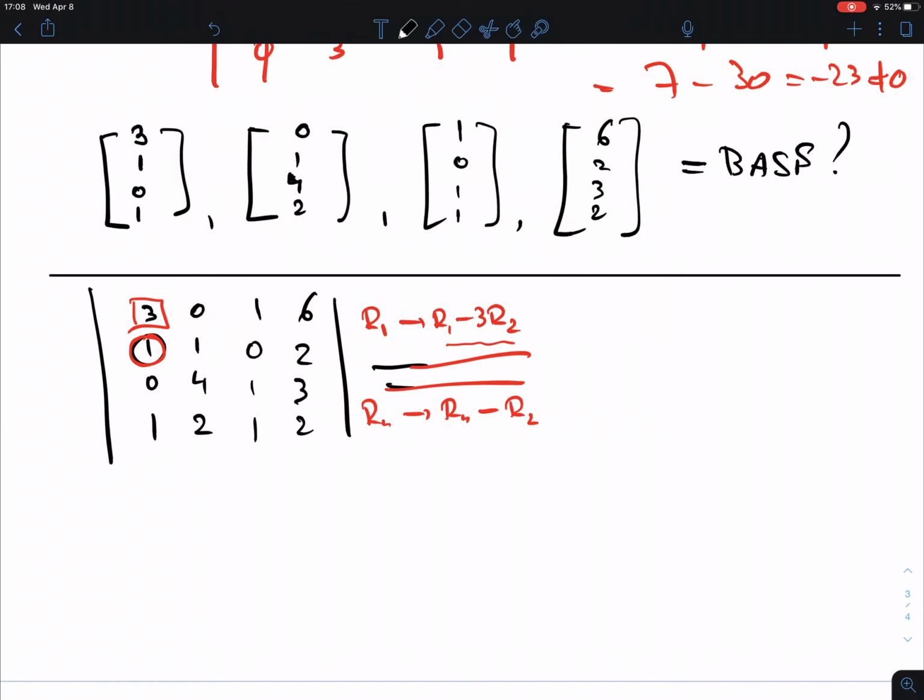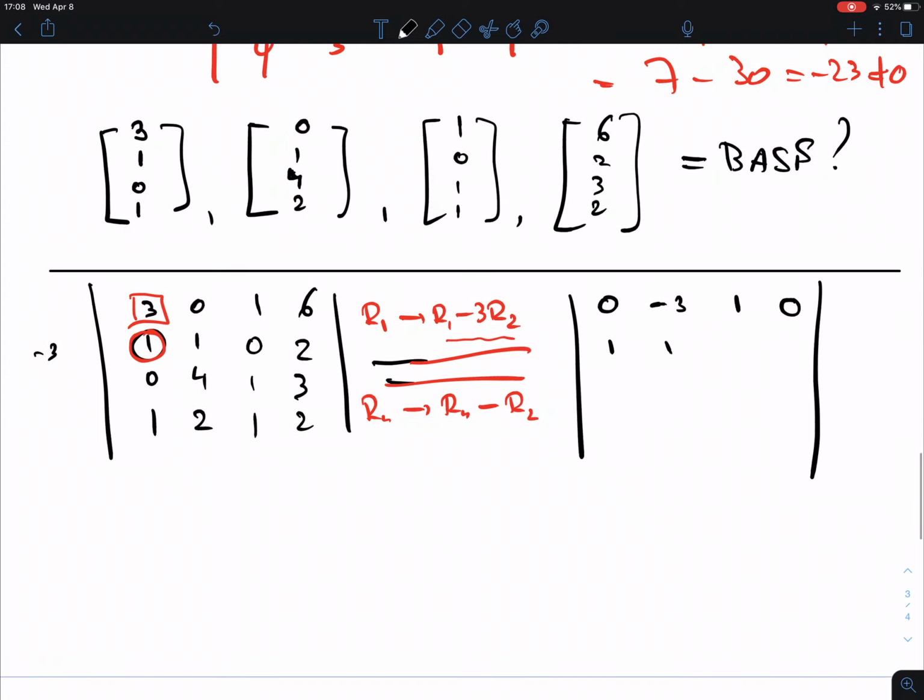Okay, so the first row is, I multiply by negative 3, is 0, negative 3, 1, 0. I don't touch that row. I didn't touch anything with this one either. So what's left is this one, right? The bottom one. So I multiply that with negative 1. I get 0, 1, 1, 0.